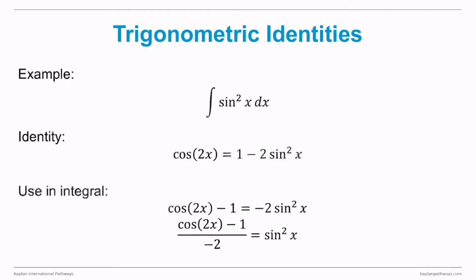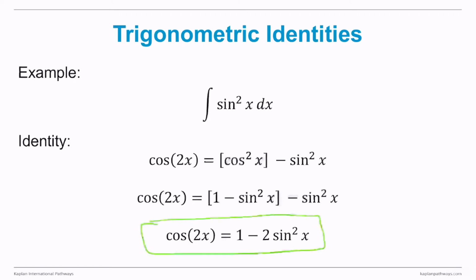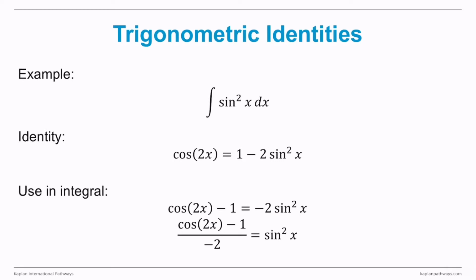Right, example. So now we know if we have integration for sine squared x dx, we use the identity cosine 2x equals 1 minus 2 sine squared x. We rearrange to get the sine squared, which leads to sine squared x equals cosine 2x minus 1 divided by minus 2.